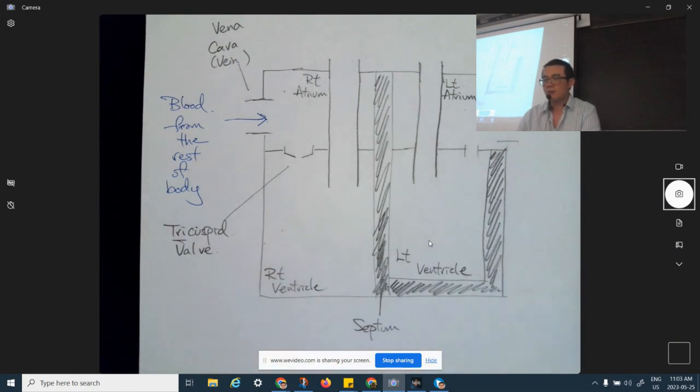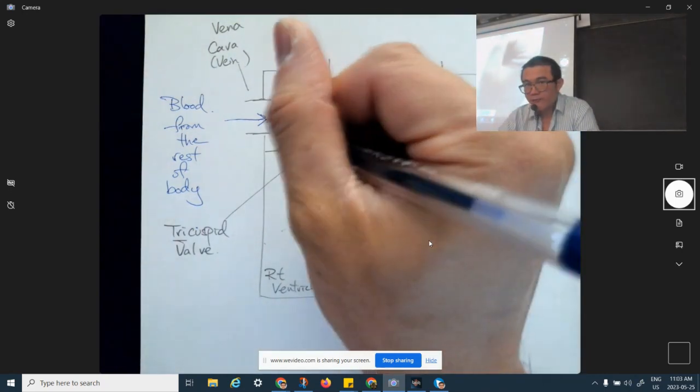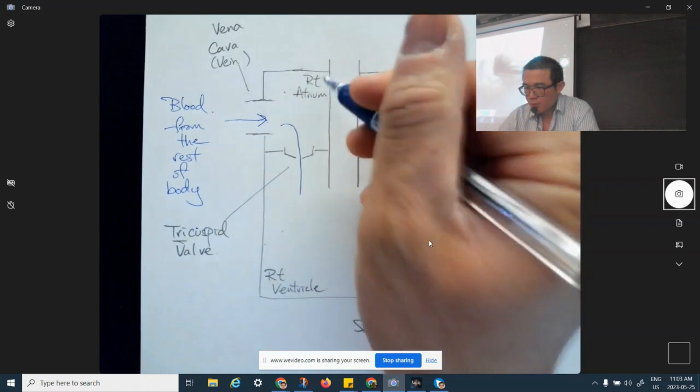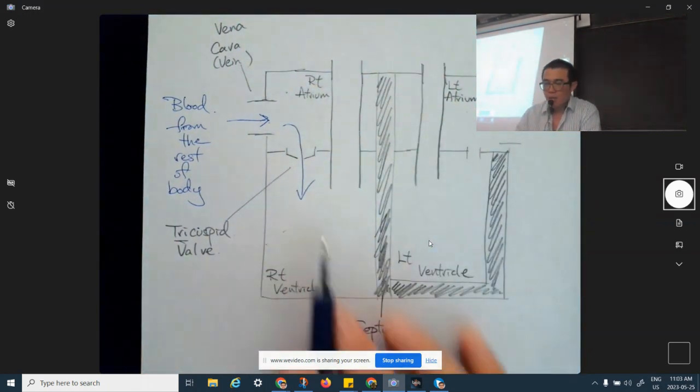Okay? Wait, Mr. Chang, does that valve open and close, or is it just? It opens and closes. We'll look at the structure using the simulator a little bit later on, but we're going to do this first. Okay? Yes? No? So deoxygenated blood will go from the right atrium into the right ventricle through the tricuspid valve.